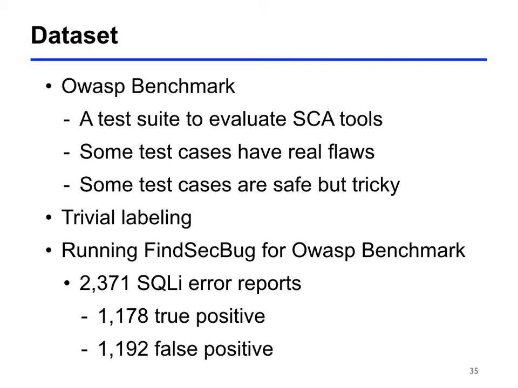Alright, running FindSecBugs on the OWASP benchmark just for the test cases exercising SQL injection scenarios, we got 2,371 error reports. Roughly half of them are true positives and the remaining half are false positives. Note that by applying the two code reduction techniques, we have two datasets from these error reports.